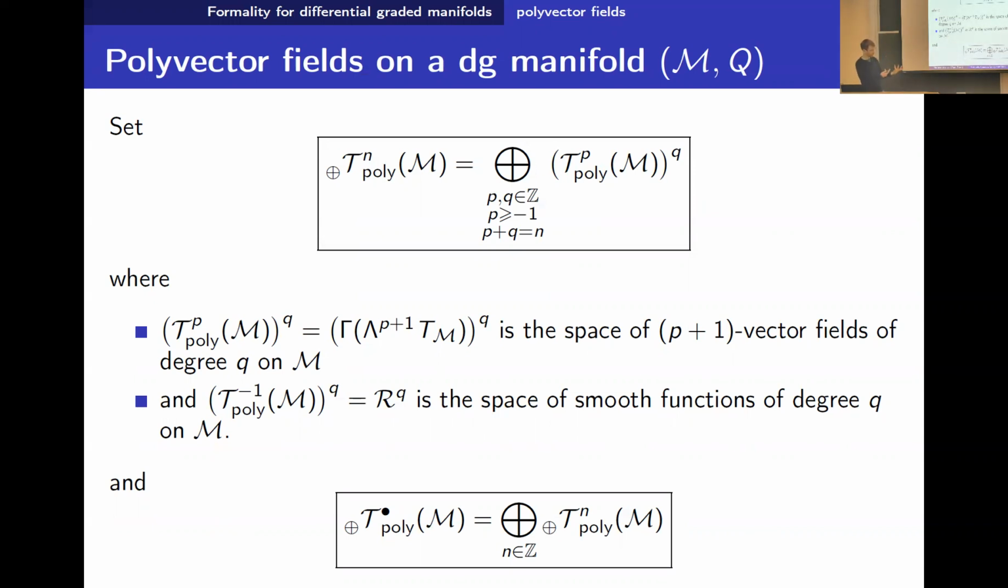Now, given a DG manifold (M, Q), here's what we mean by polyvector fields on that DG manifold. We take sections of the tangent bundle, so vector fields, and we wedge them; we form the exterior algebra. There's a grading coming from the number of vector fields that you wedge, but there's also another grading coming from the grading on the Z-graded manifold M. So you get a bigraded object.